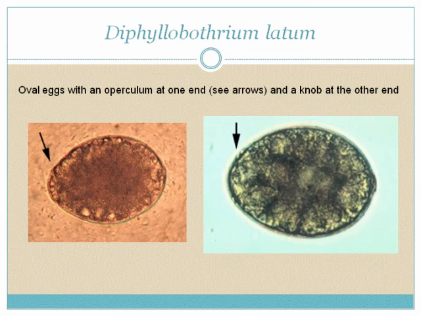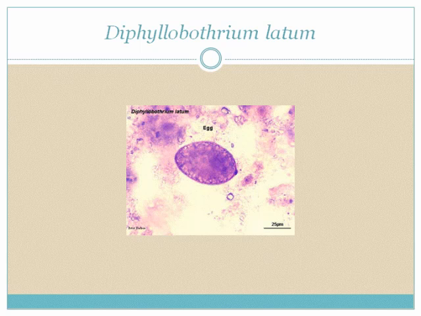All right, here's the egg. The eggs are oval shaped. They have an operculum at one end, which is kind of a lid on the egg, and then a small knob at the end. Here's just another picture of that, the operculum at this end and that small knob there.